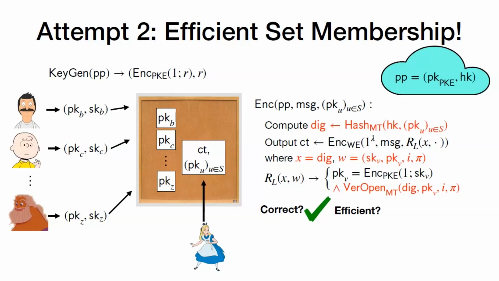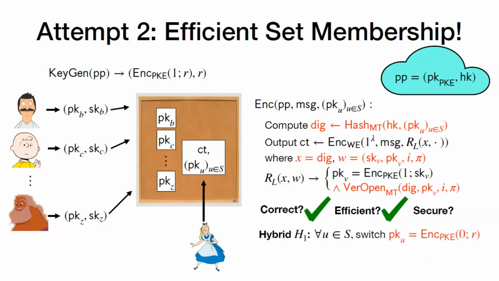In terms of efficiency, we've solved our problem from before because the size of the relation now doesn't depend on the whole set. In fact, by efficiency of the Merkle tree, it will only depend logarithmically on the size of the set. So efficiency holds. But now we have an issue with security. If we try the same approach where we switch all of these public keys to be encryptions of 0 instead of encryptions of 1, we have no guarantee that the instance X is not in the language.